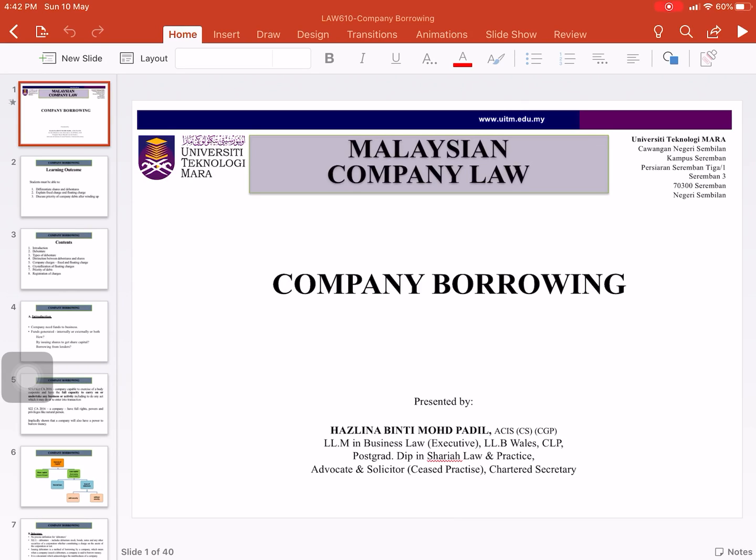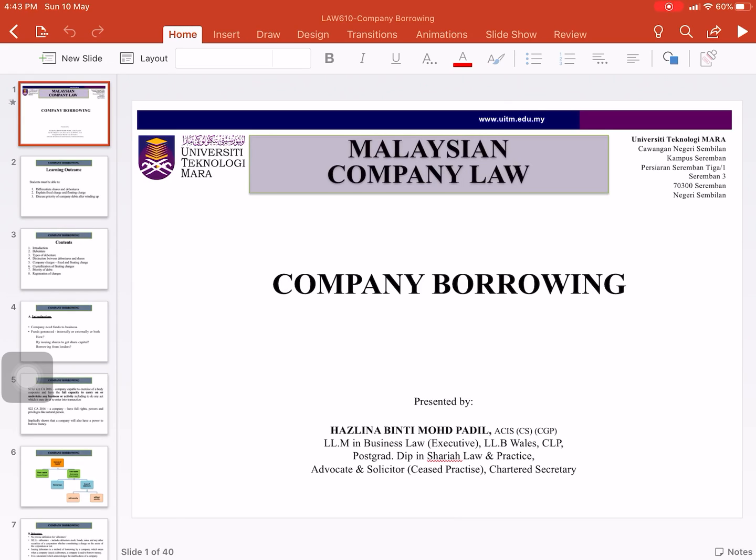We have seen a lot of topics under company law. Now we are moving on next to the topic on company borrowing. Your knowledge on shares will also help you to understand a lot of things here when we're going to compare the differences between debentures and shares.